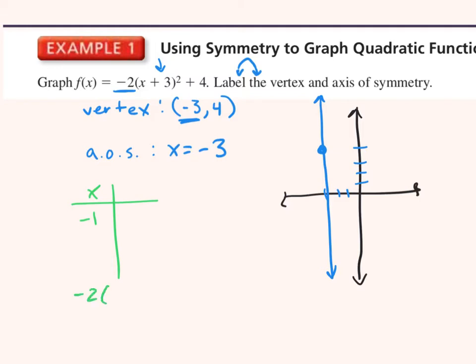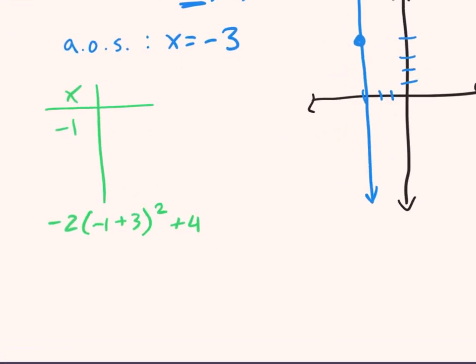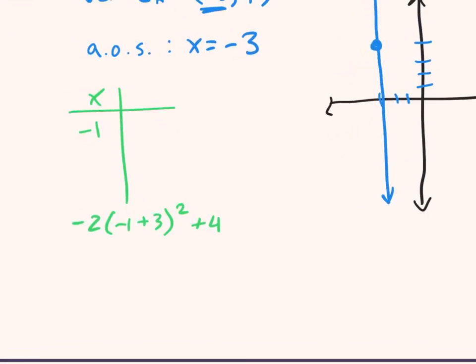So we have -2 times -1 plus 3 squared plus 4. -1 plus 3 is 2. 2 squared would be 4, and 4 times -2 is -8. So -8 plus 4 is +4. So our point here is going to be -1, comma 4.